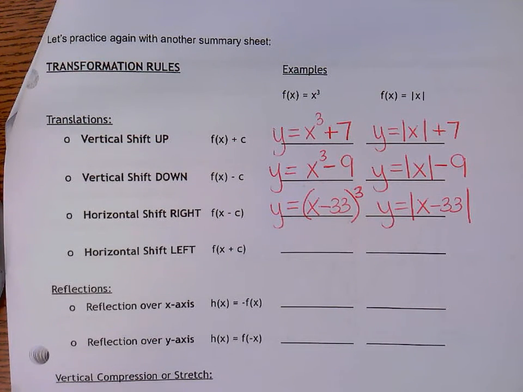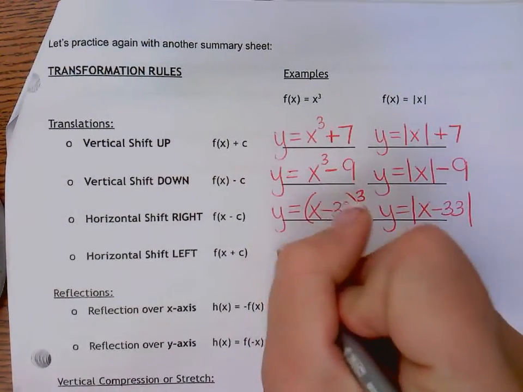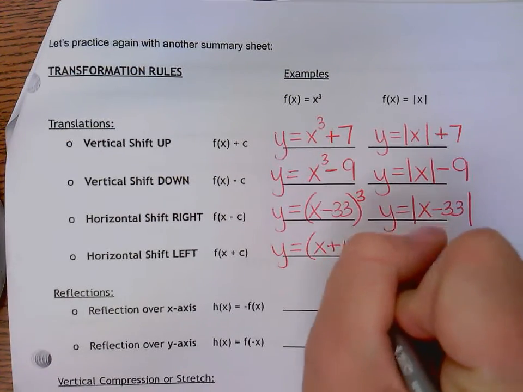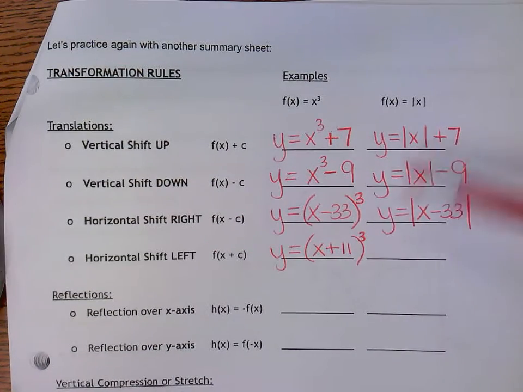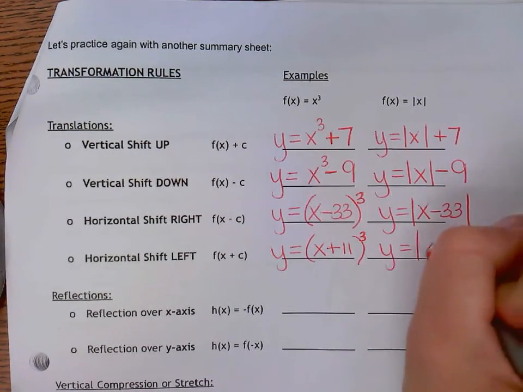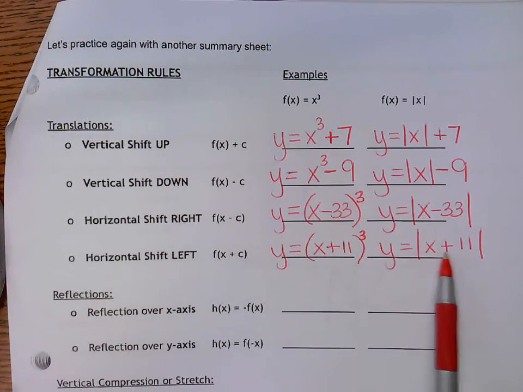Oh, and what's your birthday day of the month? 11th. So we're going left 11. So y equals parentheses x plus 11, and then we're cubing this function, like we would square it if it was a quadratic. We're cubing it because it's a cubic. So that would shift me left 11. Y equals absolute value of x plus 11. That's absolute value. That V-shaped graph shifted left 11.